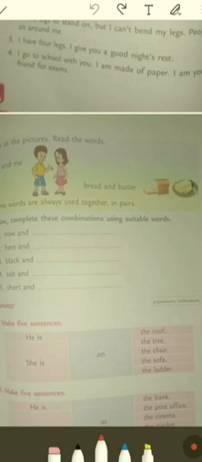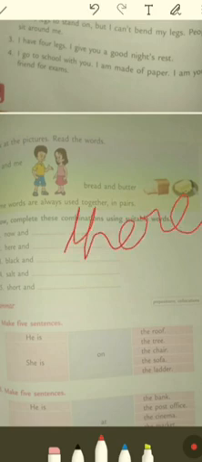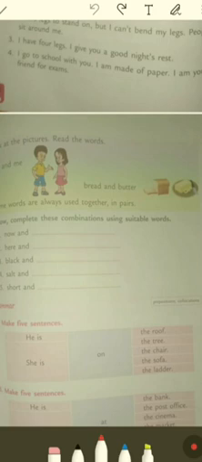Now and then. Isn't it? Here and there. Number 3: black and what will it be? Come on, you can guess it.